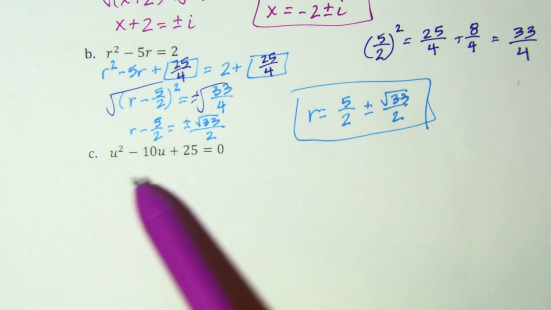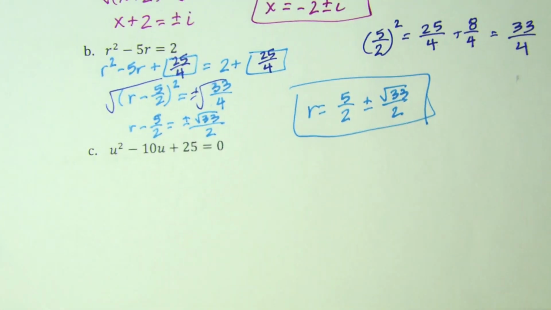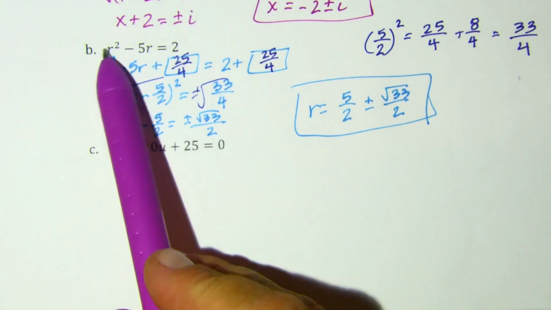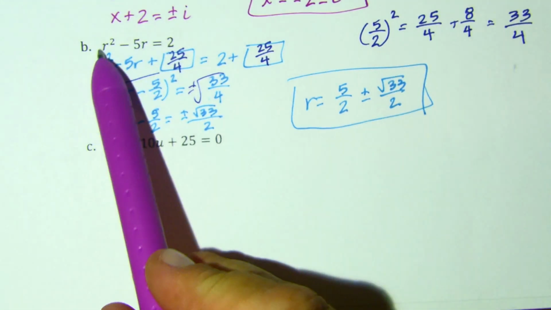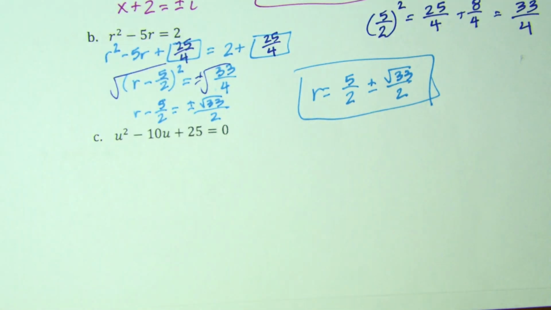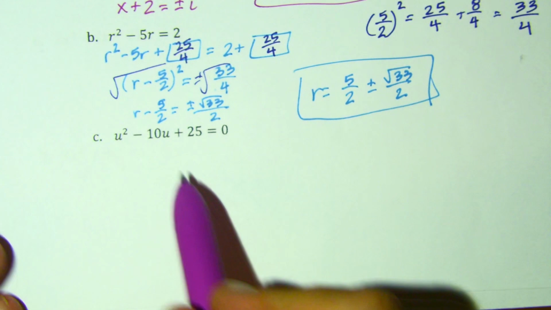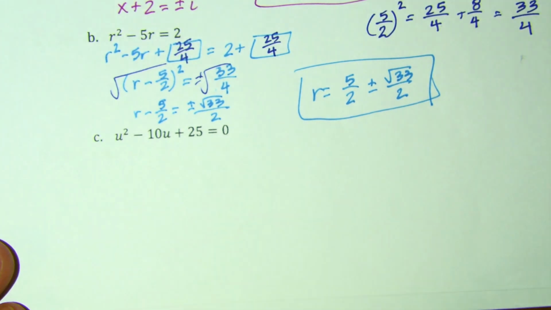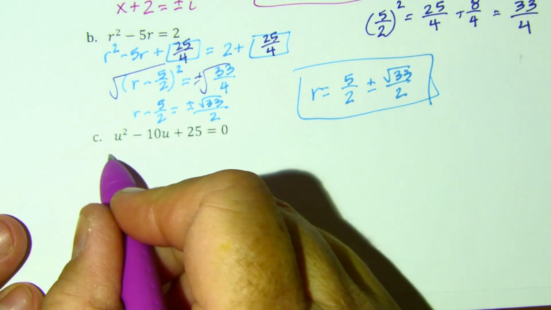Again, notice that in all of the examples we're doing, our a value is 1. If we did not have an a value of 1, we would need to divide the whole equation by whatever that value is. So if this was like a 3 in front, we would need to divide the whole equation by 3 before we could get started. Here I have u squared minus 10u plus 25 equals 0. Go ahead and get that 25 on the other side.